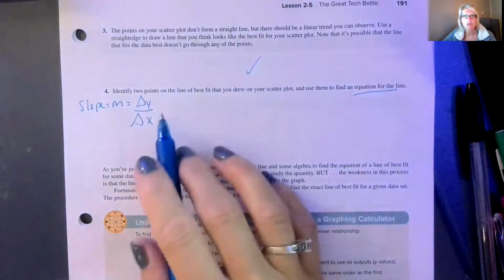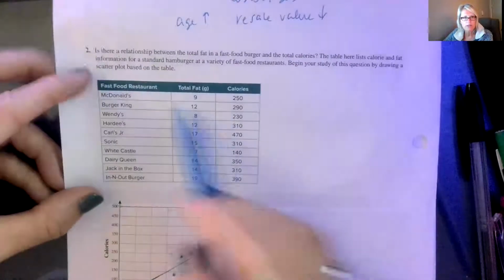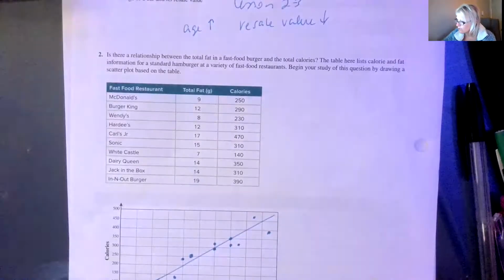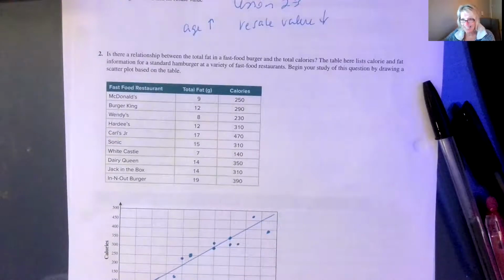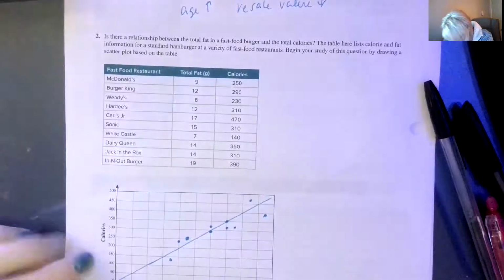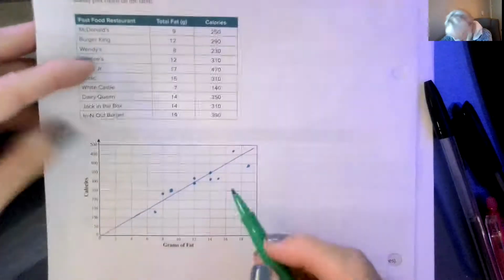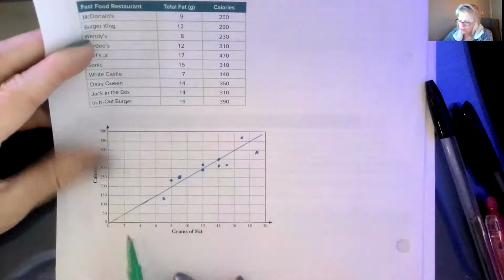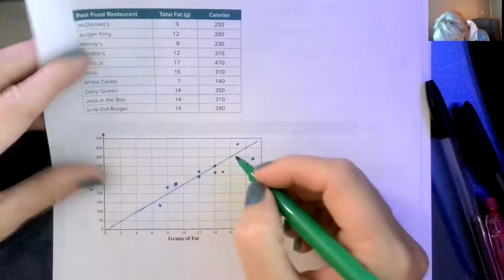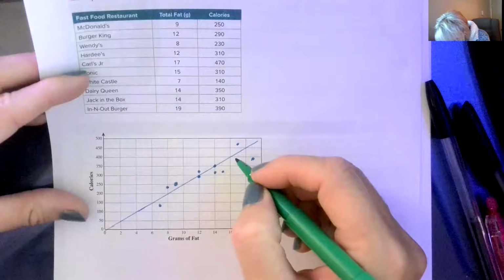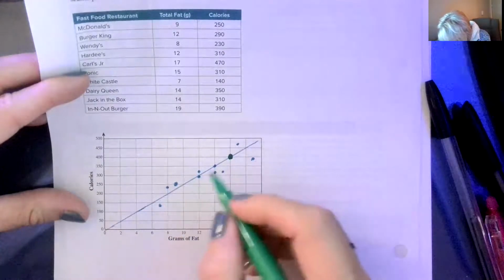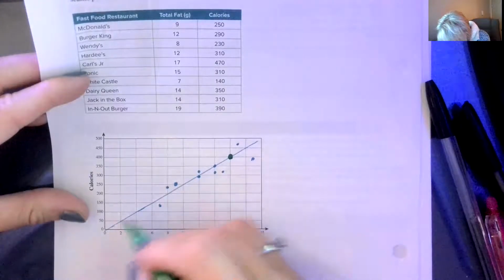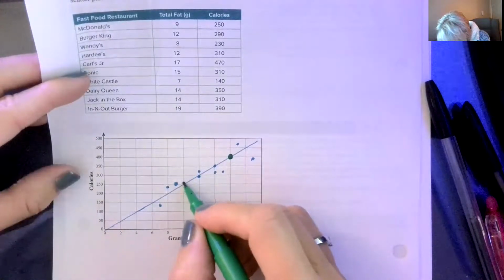So the 2 points I'm going to choose. Now it says identify 2 points on the line that you drew. So don't pick 2 of the points here of the burgers and their calories. You want to pick 2 points that are on your line. So I'm trying to be strategic and find 2 points where these grids cross, so it makes it easy on myself, but you might have to do some estimating if you don't have any. So I have one here at 16 and 400, and it looks like I have one here at 10 and 250.